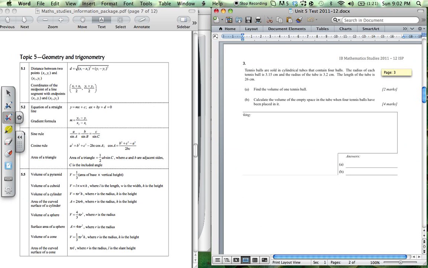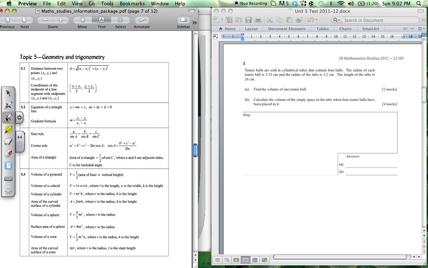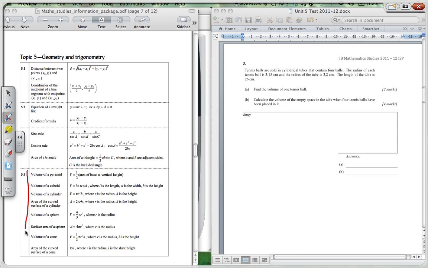Going on to question 3, this one is to do with your volumes, so we're going to be using these volume formulas here. So it says tennis balls are sold in cylindrical tubes that contain 4 balls. The radius of each tennis ball is 3.15 centimeters, and the radius of the tube is 3.2 centimeters. The length of the tube is 26 centimeters. Find the volume of one tennis ball.